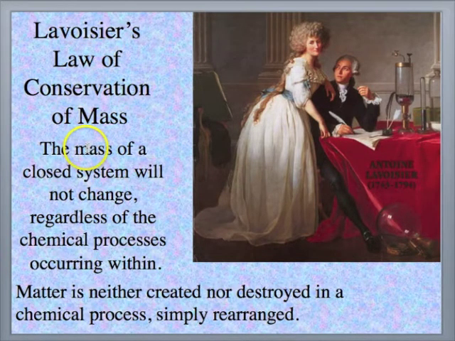The mass of a closed system will not change regardless of the chemical processes occurring within. So matter, the atoms involved, is neither created nor destroyed in a chemical process. The atoms are simply rearranged. And because it's the atoms that have mass, you will not see a change in mass because you're not destroying atoms or creating atoms. You're simply rearranging the way they're hooked up.